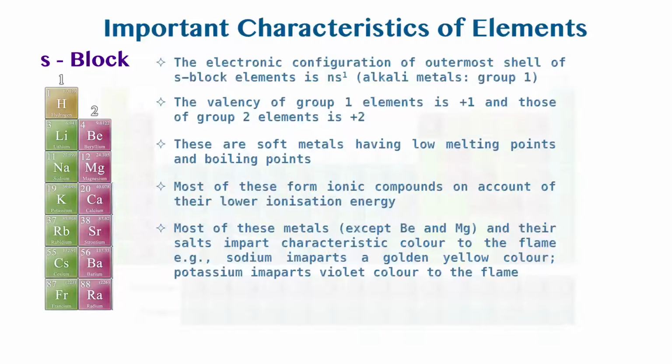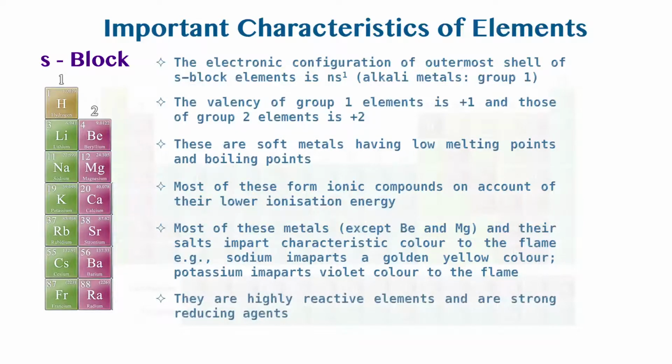Potassium imparts violet to the flame. When exposed to the flame, one gives golden yellow color, the other gives violet color. They are highly reactive elements and strong reducing agents. And these are all good conductors of heat and electricity.